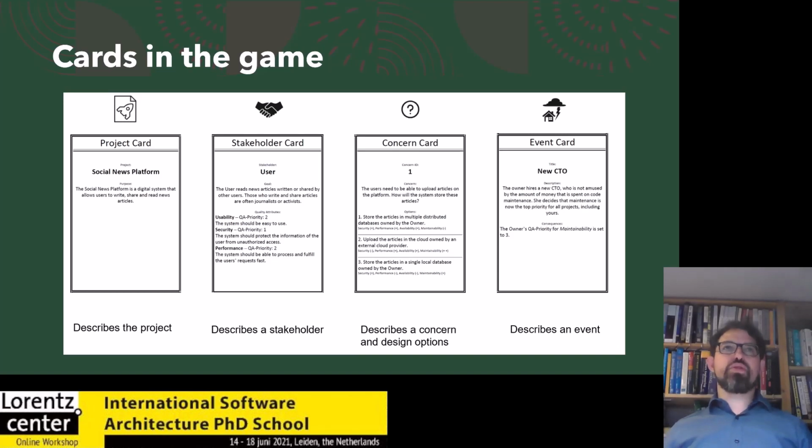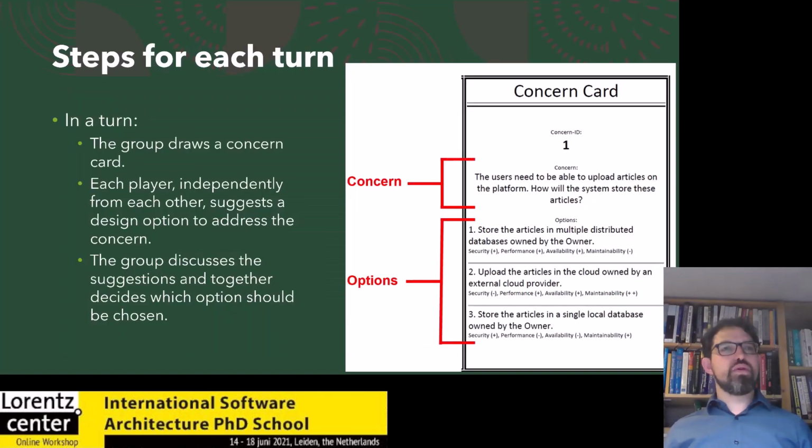So the game runs in turns, and every turn you encounter the same steps. So in a turn, you as a group draw a concern card. And here on the right hand side, you see in more detail what you will find on a concern card. So it starts with an identification of the concern just to make the cards uniquely identifiable. But then you find a brief description of the concern that you need to address. So in this case, the concern card says the users need to be able to upload articles on the platform, and how should the system store these articles. So storing articles on the system is the concern that you need to address.